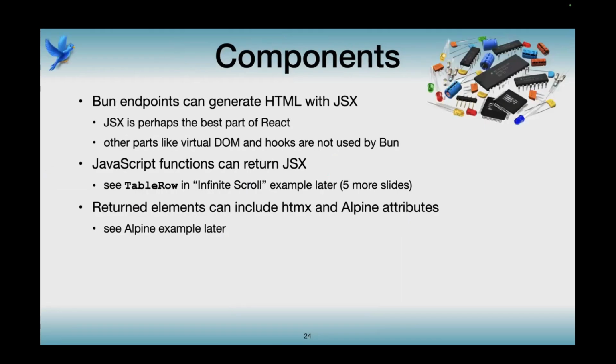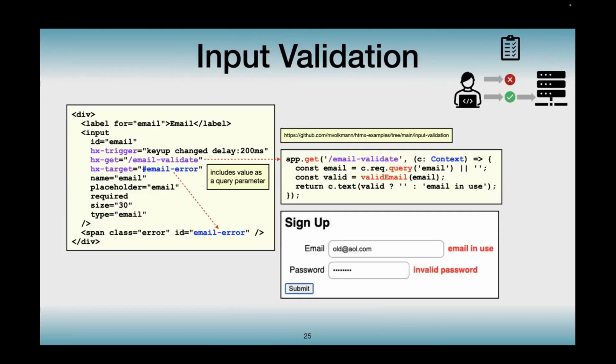So I'm going to skip past this, and I'm going to try to get to some good examples. So input validation. As you're looking through these examples, think about how much code you would write with some other framework to achieve the same thing. So here, I'm assuming that this input element over on the left is not inside a form. It's just a raw input element. And I'm saying what triggers this is if I get a key up event and the value that is typed into the input has changed and it hasn't changed again in the last 200 milliseconds.